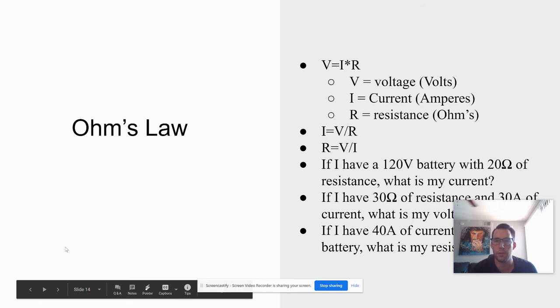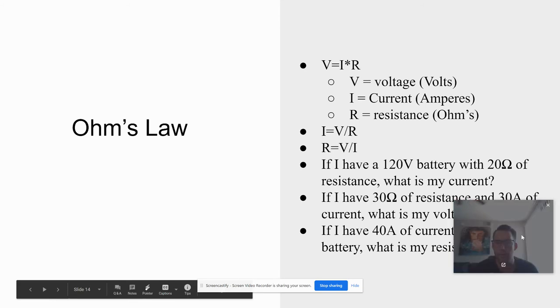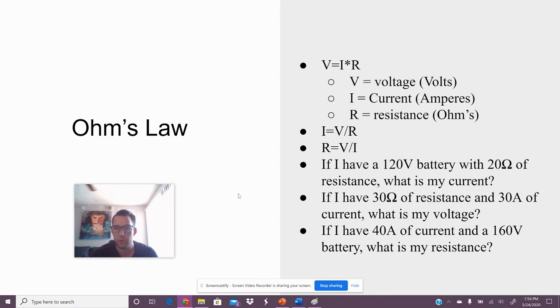Ohm's law is going to be V equals IR. This is how we're going to calculate for current, voltage, and resistance. Voltage equals our current times our resistance. You can rearrange that to be current equals our voltage divided by our resistance, and then also our resistance equals our voltage divided by our current. So take a look at these problems and try and answer them using one of the three equations depending on what it asks for.